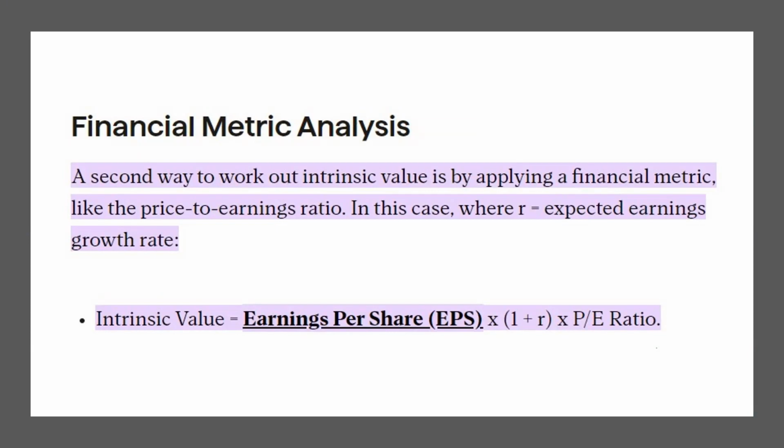So the second way to work out intrinsic value is by applying a financial metric, like the price to earnings ratio, where R is the expected earnings growth rate. So this is the formula: intrinsic value equals earnings per share times (1 plus the growth rate of the earnings per share) times the PE ratio. I'm going to go into detail. Don't panic. I'm going to break it down for everybody to understand.